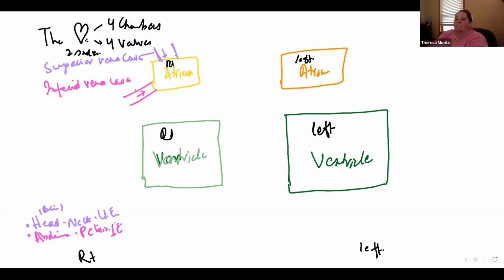Yeah. Good. So all the blood that returns back from the body, the first area or place where it will enter into the heart is going to be the right atrium. Did you guys get that?